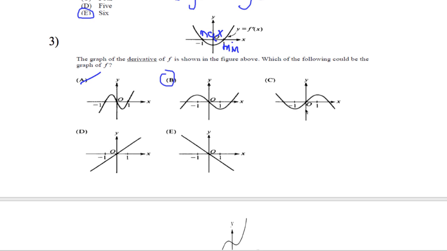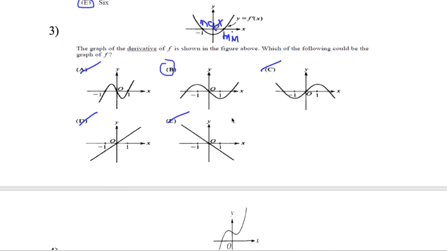Looking at C, I have a minimum and then a maximum, so it's backwards. D and E, they don't make any sense. You're taking the derivative again. We're supposed to go backwards. This was a positive quadratic. If you went forwards, that would be a positive linear. Good. This one's just totally wrong.